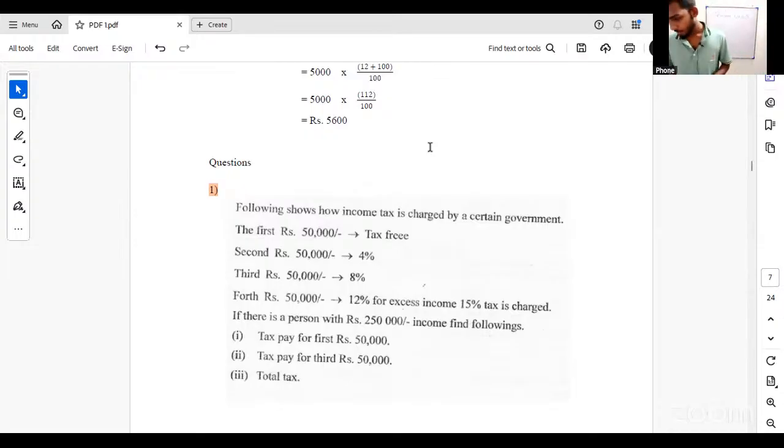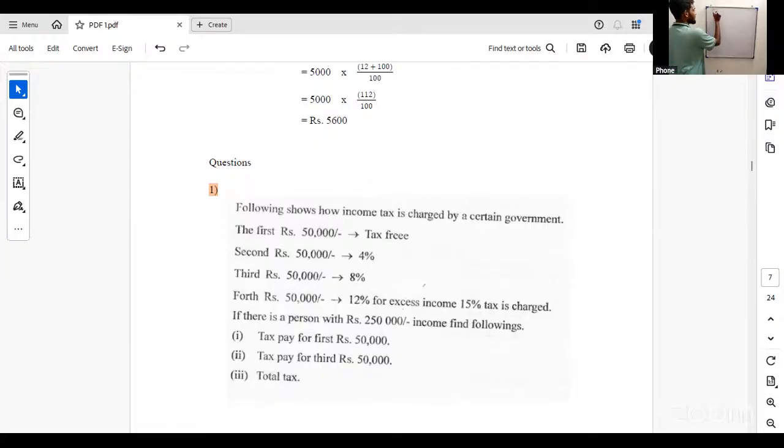Right, look at the first question. The first question says the following shows how income tax is charged by a certain government, right? So this question is based on income tax. They say the first 50,000 is tax free. The second 50,000 is 4%, and the third 50,000 is 8%, the fourth 50,000 is 12%, and for excess income 15% tax is charged. Let's go to the question. The question says, if there is a person with 250,000 income, find the following.